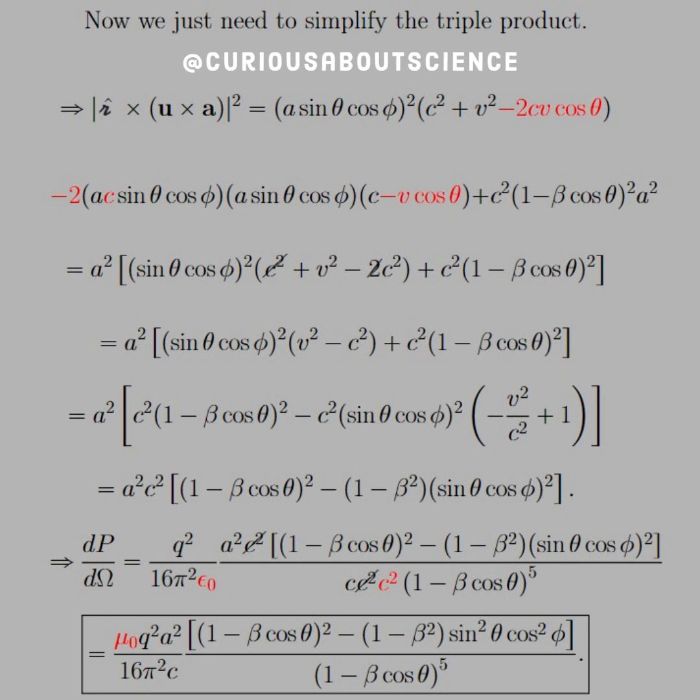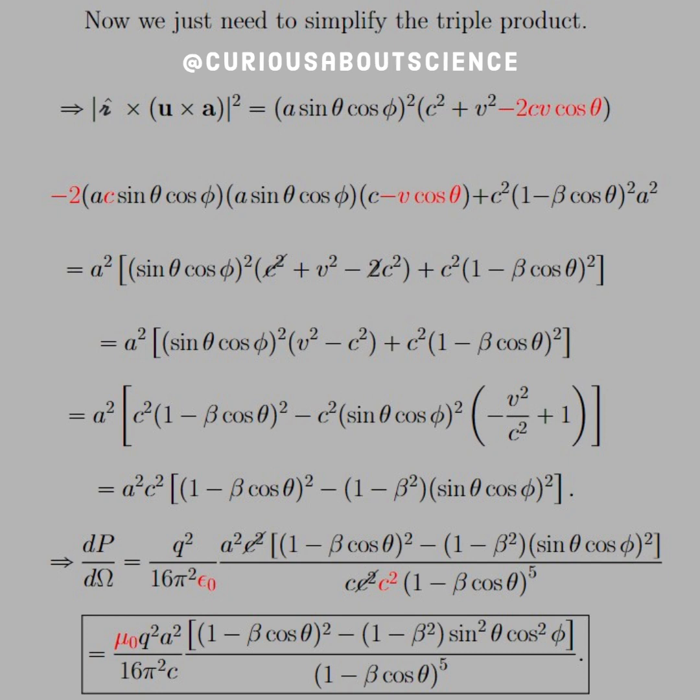And then we combine, I color coordinated it, since we had a c to the 5th in the denominator. A factor c squared cancels with the triple product c squared. And we can also turn that c squared into a mu naught epsilon naught, and that cancels with the epsilon naught in the denominator. So that's where we get the red mu naught in the boxed answer, along with a q squared a squared over 16 pi c. And we get something that looks pretty familiar, I would say.